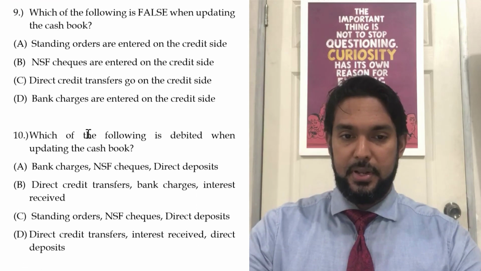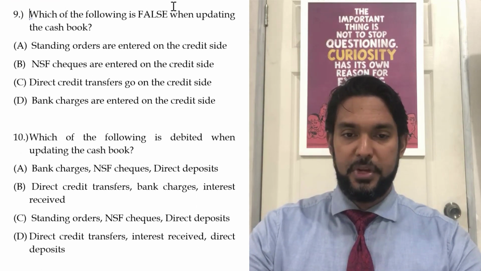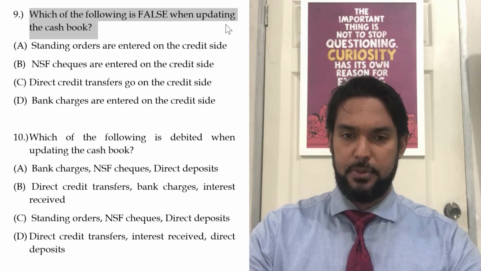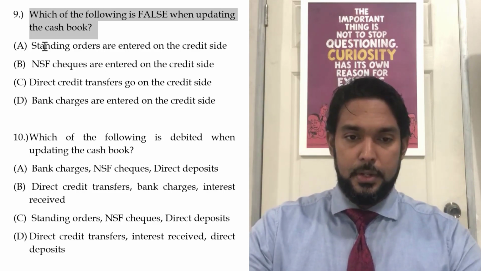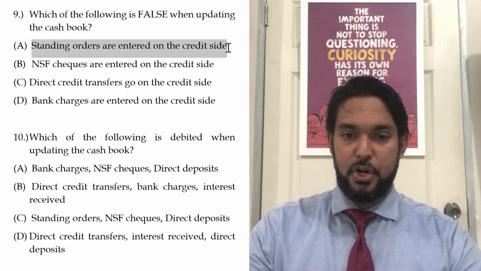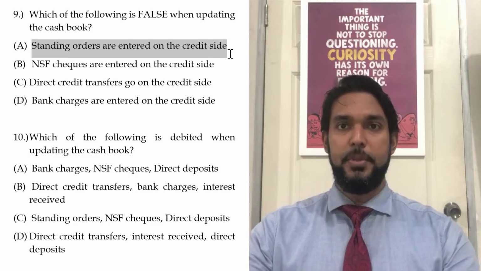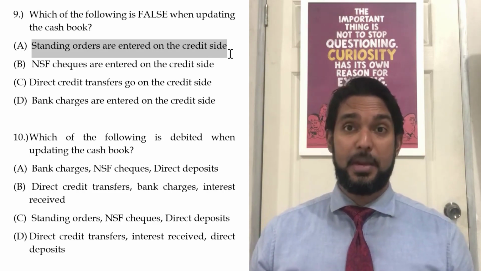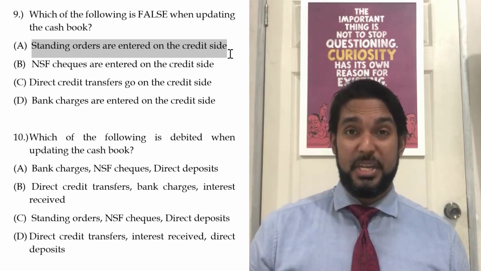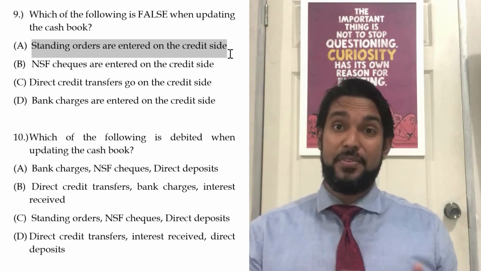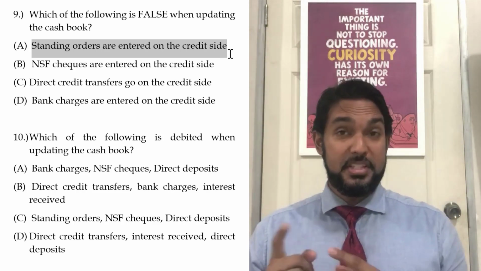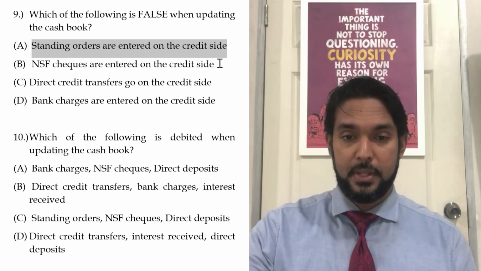Okay, let's go down to number 9. Which of the following is false when updating the cash book? Okay, so which is not true? So standing orders are entered on the credit side. Well, that is true because once again, standing orders are when the bank makes a payment on our behalf, so money would come out of our account. So when we have to record it in the cash book, it's a payment. It goes on the credit side.